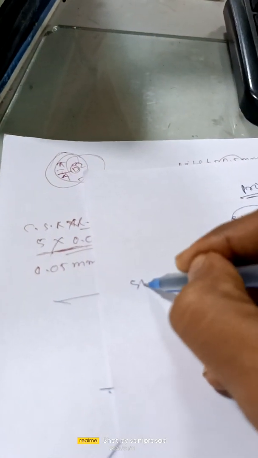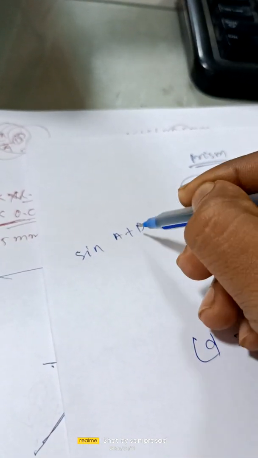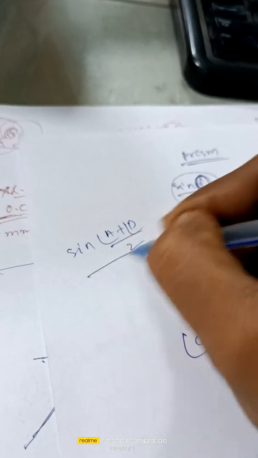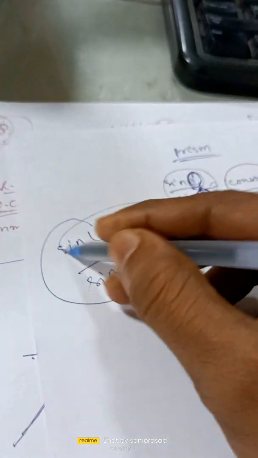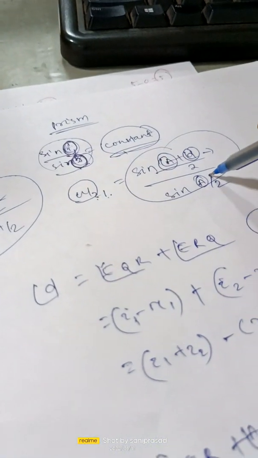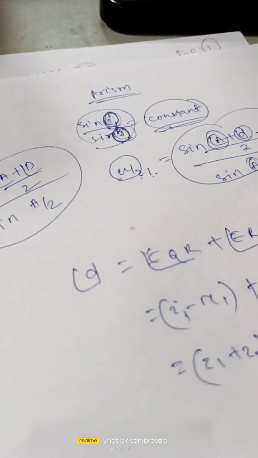Put that value into the R value. So what will be the formula? Sin (A plus D) by 2 by sin, and what is the R value? A by 2. Okay, the formula was derived from this to this. Okay, let's do the experiment to find out.